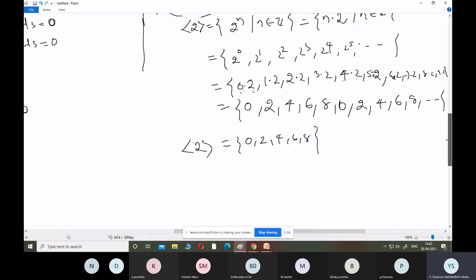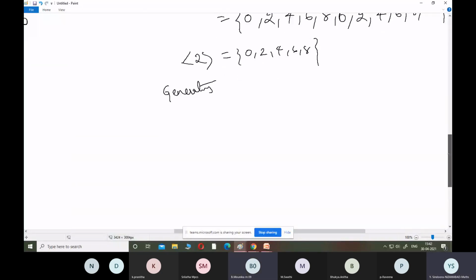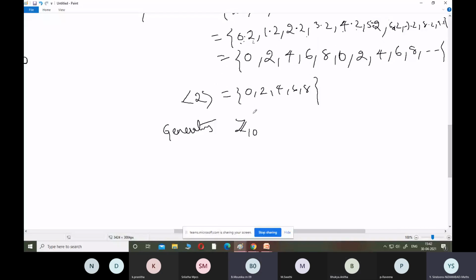Now if I'm talking about generators, a generator for Z10 is an element of Z10 which produces every element of Z10. For example, the cyclic group of 1 is 1 power n such that n belongs to Z. But here it is addition modulo n, so 1 power n becomes n into 1, such that n belongs to Z.